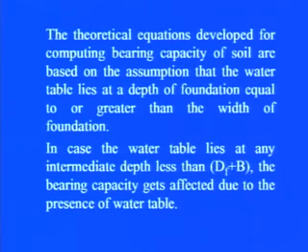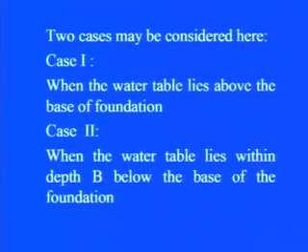We know that due to the presence of the water table or fluctuations in the water table, the effective stresses are increased or decreased, and hence the bearing capacity also increases or decreases. Now, here we can consider two cases. In case one, the water table lies above the base of the foundation, that is between 0 from the ground surface and the depth of the foundation, and in case two, the water table lies within the depth B below the base of the foundation. Now, these two cases can be considered and solved by using two different methods.